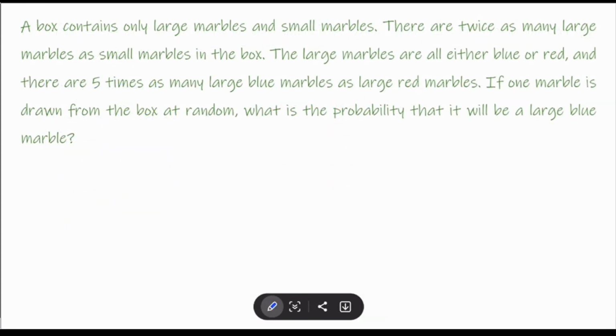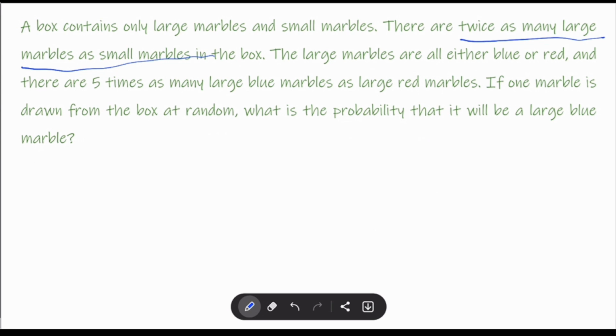Alright, so let us solve this problem. We have a box that contains only large marbles and small marbles. There are twice as many large marbles as small marbles in the box. So we can write this now. It says that there are twice as many large marbles as small marbles in the box, so there are twice more compared to the smaller one. So if small is x, then the large marble is 2x.